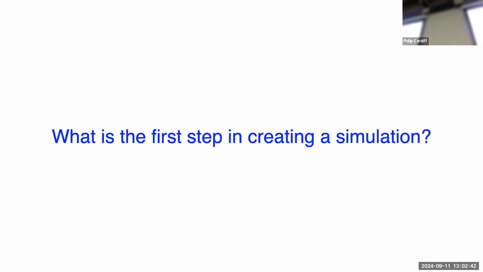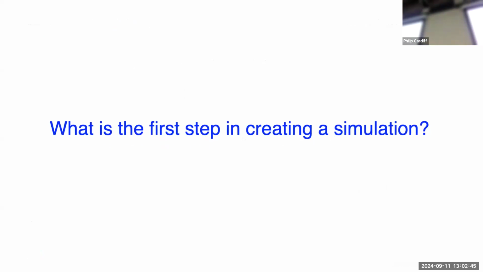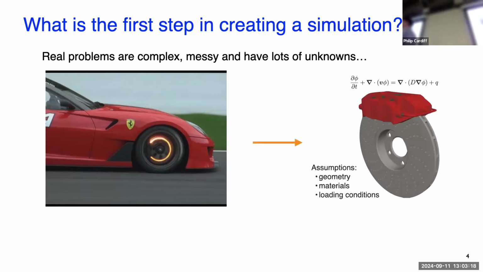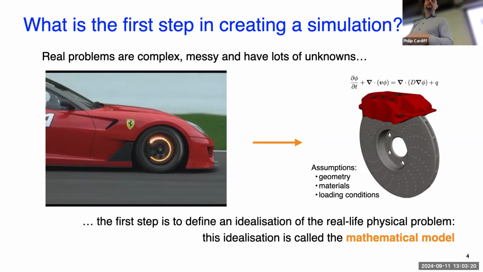So what is the first step in creating a simulation? Real life is really messy. Whatever we've talked about before in the first lecture, heart valves or wind turbines, they're just really complicated. There's lots going on, lots of physical phenomena or chemical phenomena or all sorts of interesting and strange coupled physics. You just need to acknowledge from the start that real life problems are messy and complex and there's lots of answers. So for example, if you're interested in the thermal stresses generated in a brake disc.